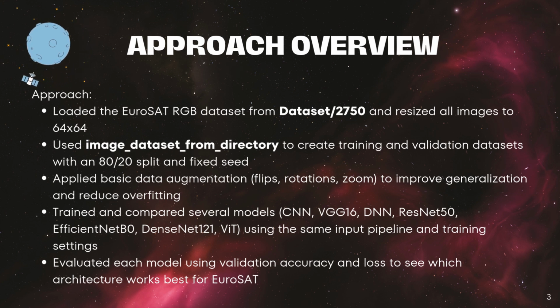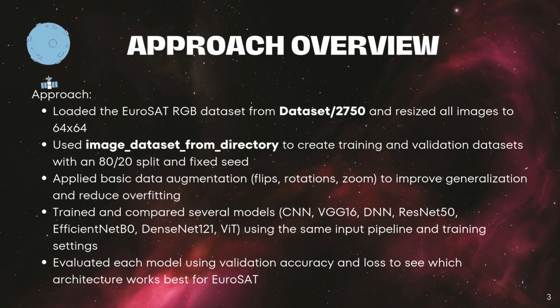The approach that I took was, I first loaded the Eurosat RGB dataset. I extracted the dataset and put it in the TensorFlow library, and I resized all the images. I took the images from the directory to create a training and validation dataset with an 80 to 20 split, and I applied basic data augmentation, like flipping, rotating and zooming on the dataset. This helps improve accuracy and reduce overfitting.